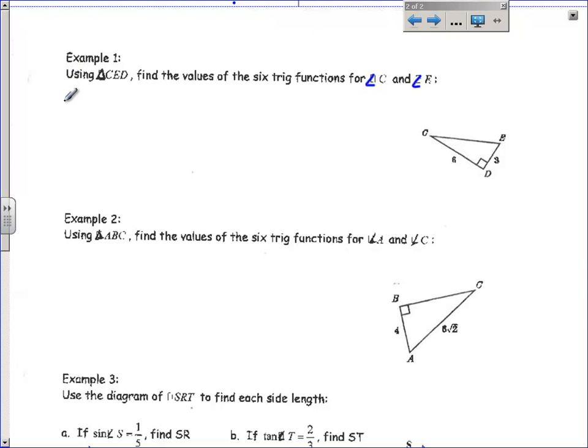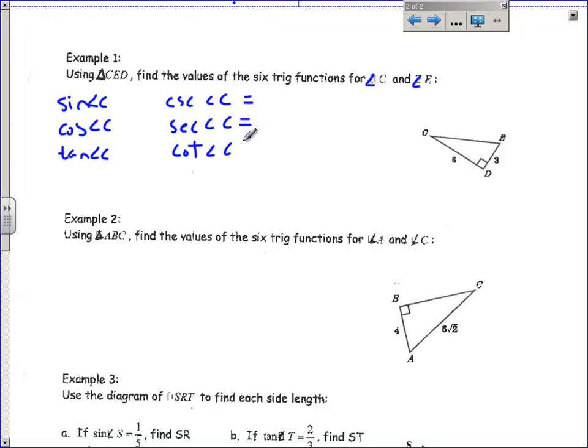So here we go. I'm going to write the sine, cosine, tangent, then cosecant, secant, and cotangent for angle C, equals, equals, equals. So here we go. Where is angle C? Well, angle C is right here, and I want the sine of angle C.